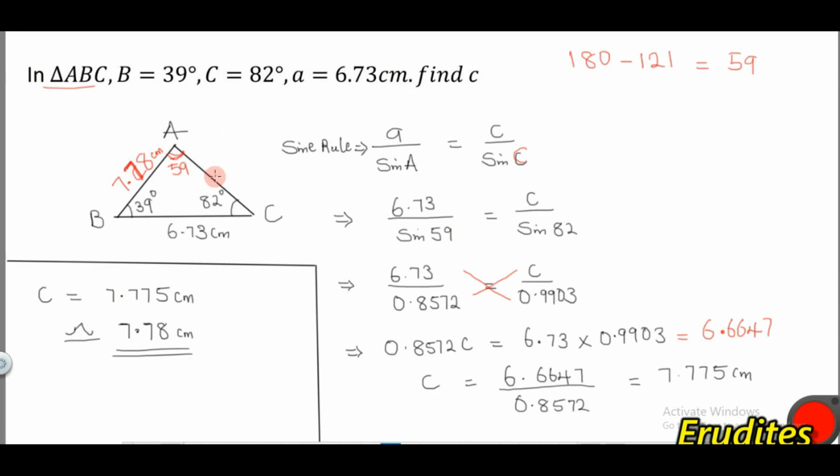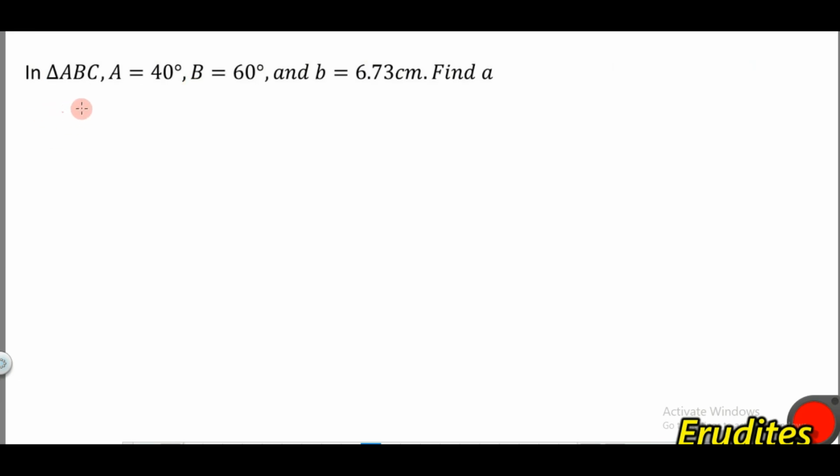So let's look at another example to illustrate this more better. So I have this question. In triangle ABC, A is equal to 40 degrees, B is equal to 60 degrees, and b is equal to 6.73. Find a. So what I will do is to draw out the triangle. I'll draw out my triangle.